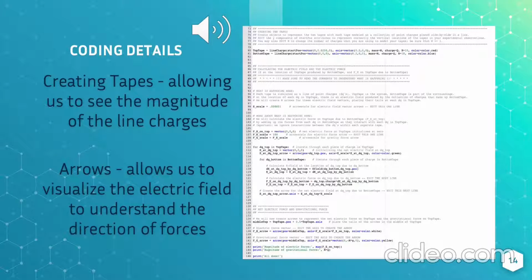This is the second half of the code that I used in my GlowScript model. Creating tapes allows us to see the magnitude of the line charges, while the arrows at the very bottom allow us to visualize the electric field to understand the directions of the forces.